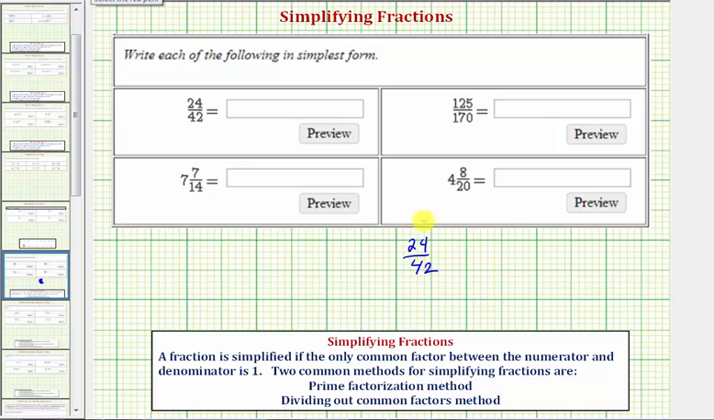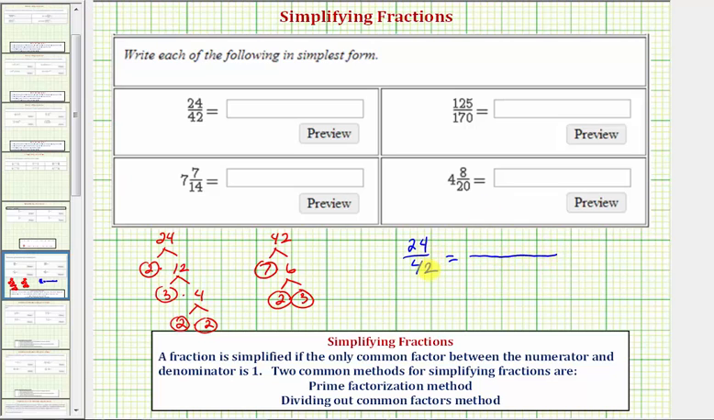determine the prime factorization of 24 as well as for 42. So 24 is equal to, let's say, 2 times 12, where 2 is prime. 12 is equal to 3 times 4, 3 is prime, and 4 is equal to 2 times 2. And for 42, let's start with 7 times 6, 7 is prime, and 6 is equal to 2 times 3, both prime. So now that we have the prime factorization of both, we'll write the fraction as the prime factorization of 24 over the prime factorization of 42.